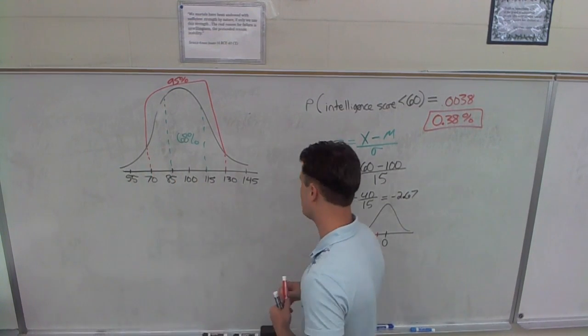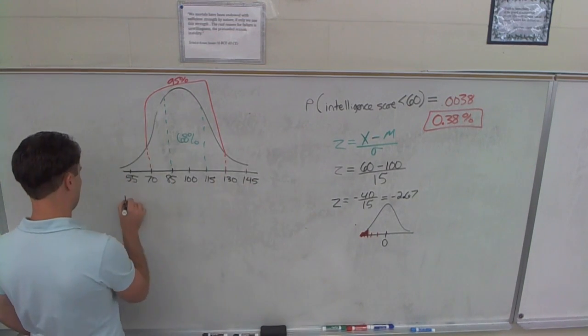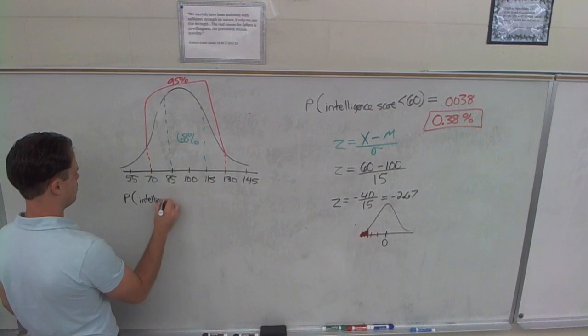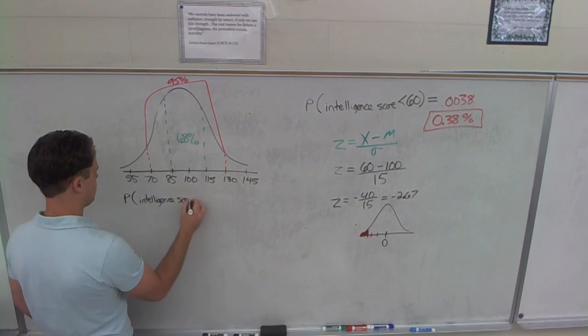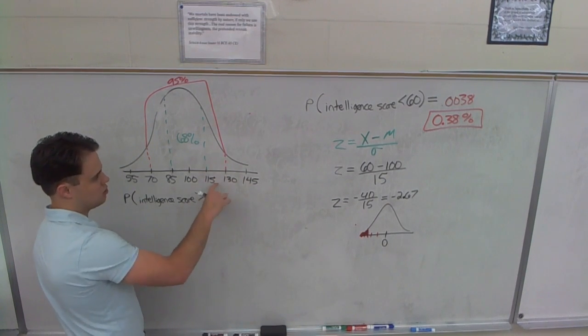Let's do another one with the same curve. So let's do the probability of getting an intelligence score greater than, I don't know, 120. Let's go in here.